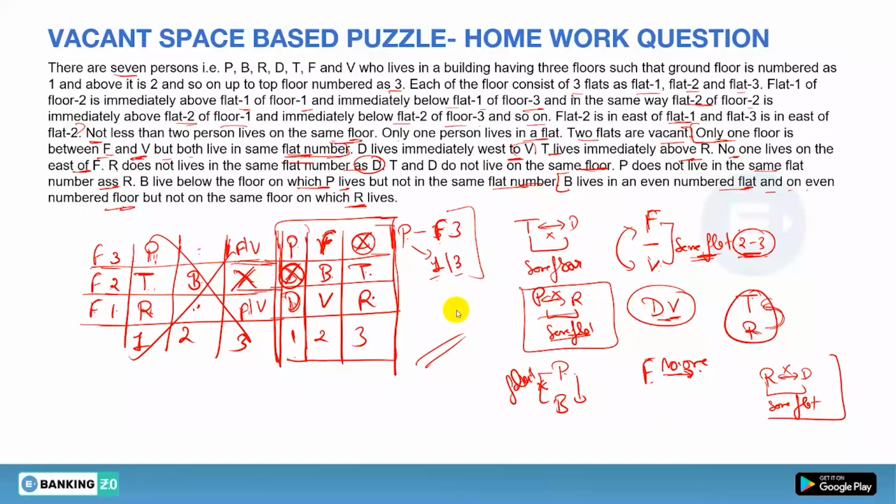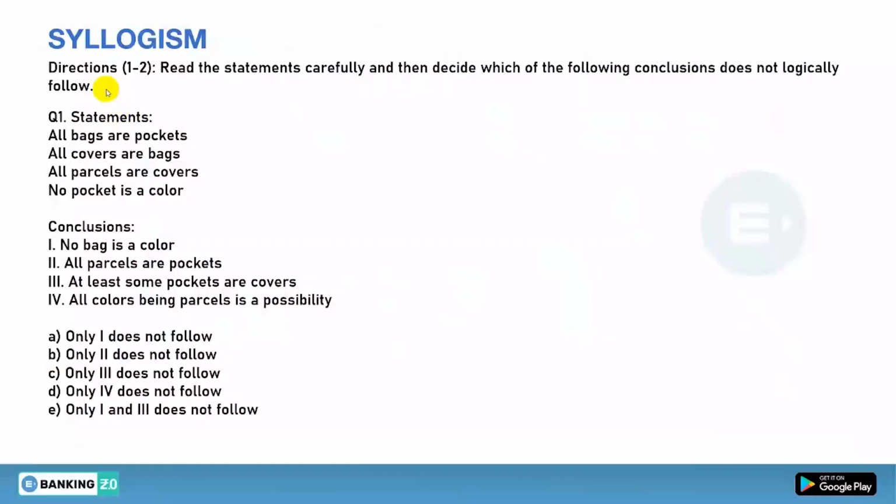Now we will be moving to our syllogism. So let's see the first two questions of syllogism, but read the information very carefully. What they are saying is to read the statement carefully and then decide which of the following conclusions does not follow. They are saying does not follow. So you have to read the statements, because otherwise you will just start doing the syllogism without knowing whether you have to find which conclusion follows or which conclusion does not follow. So here it is does not follow.